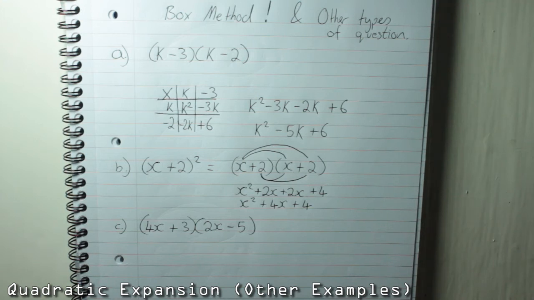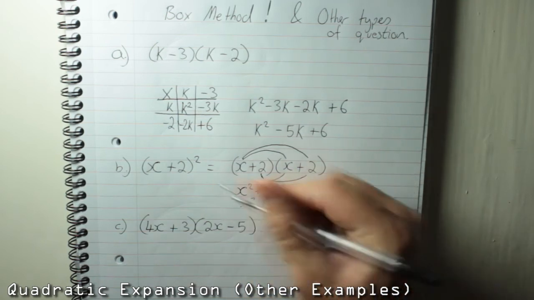Now lastly, our last quadratic expansion question is this one, which is very similar again to what we've done so far, but as you can see the x term has got a number in front of it, a 4x. We call that the coefficient of x, 4x, and here we've got 2x. So this is actually a grade B question, and I'm going to do it in exactly the same way as I've done all the others. I'm going to use the claw method again. So let's see what we get.